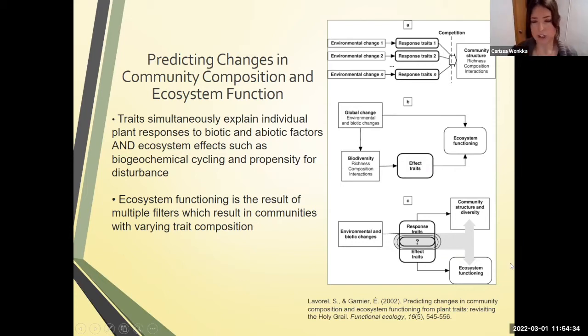So this is how plant traits tie our community composition to our ecosystem functioning, and therefore could be essential in understanding reclamation from a process-based approach.